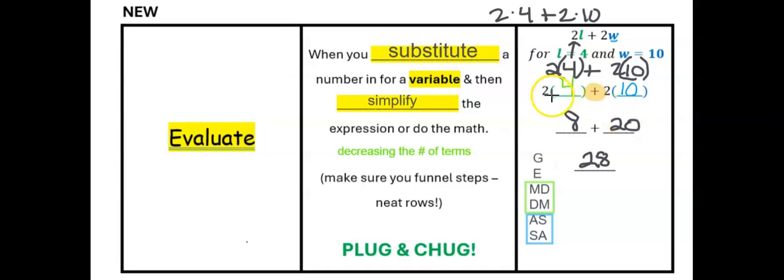So you should have gotten 2 times 4. You do that multiplication. Clean it up, you get 8. Now you know you're adding 8 plus 2 times 10. Clean it up, you get 20. 8 plus 20 is 28.